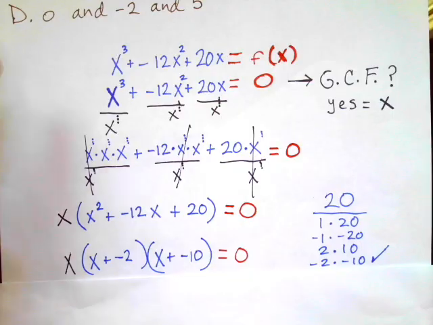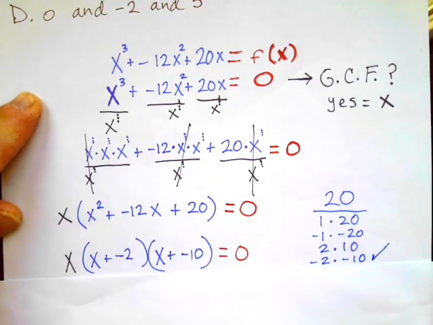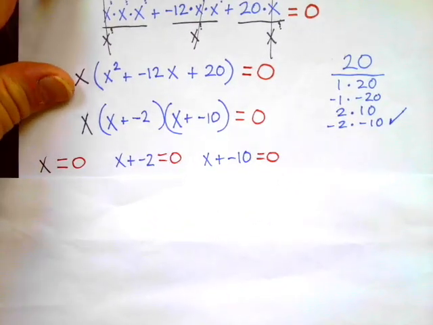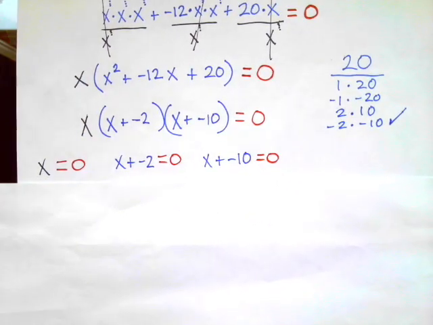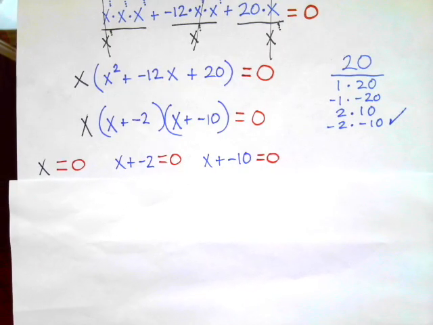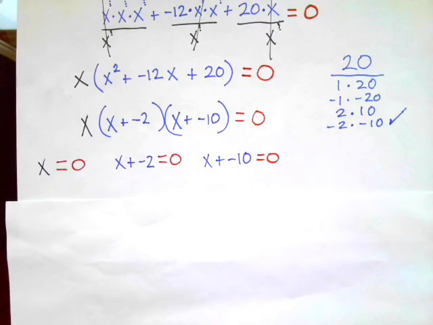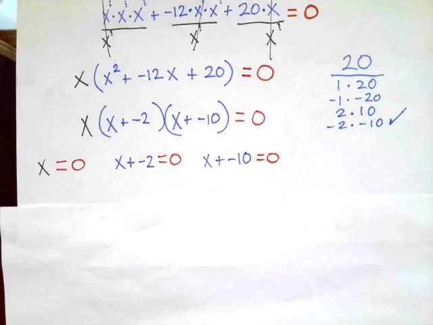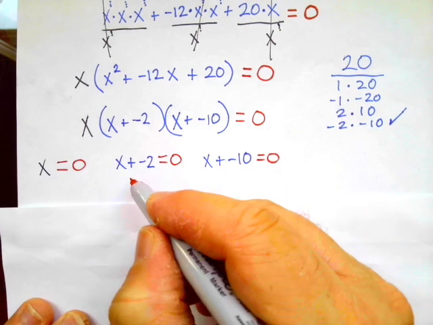That will give me all three of the zeros of this particular function. So let's take a look. What does that look like? X equals 0, x plus a negative 2 equals 0, and x plus a negative 10 equals 0. So I've already solved for x here. X equals 0 there. So let's go ahead and solve for x.